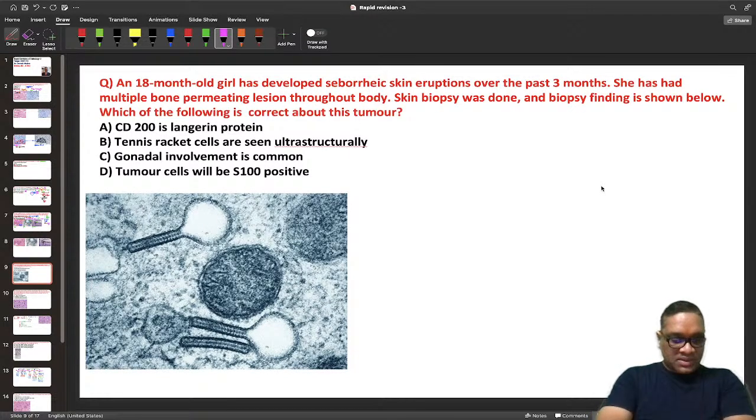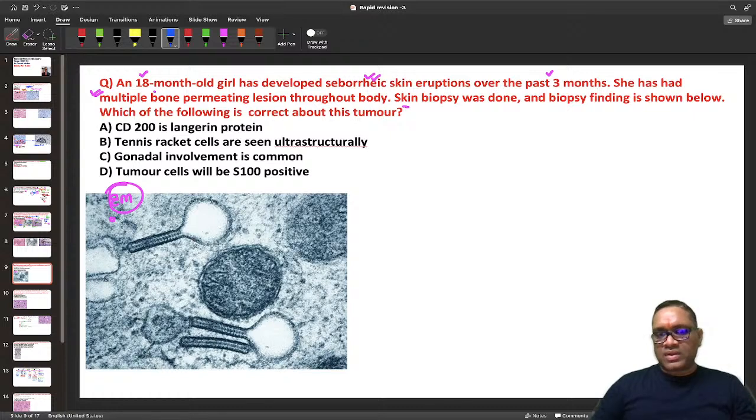Easy question, by the image you can easily identify, but the options may be a little tough. Sharan Patel and Raja Ravi have given me the first correct answer. That's great. See, an 18-month-old girl, seborrheic skin eruptions for 3 months, multiple bone permeating lesions throughout the body. A skin biopsy was done, and this is the electron microscopy of the skin biopsy. Which of the following is correct about this tumor?